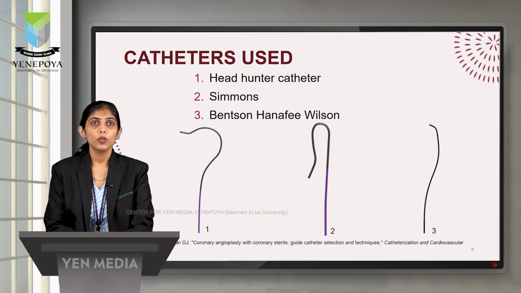In catheters we have three types of catheters which could be used for the procedure. The first one is the Headhunter catheter, the second one is the Simmons catheter, and the third one is the Bentson-Hanafee-Wilson catheter. Any of the three could be used for the procedure.